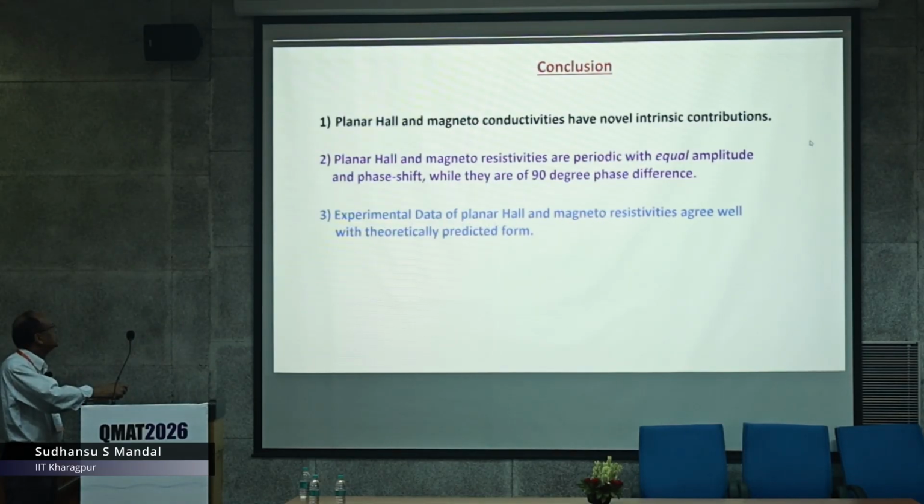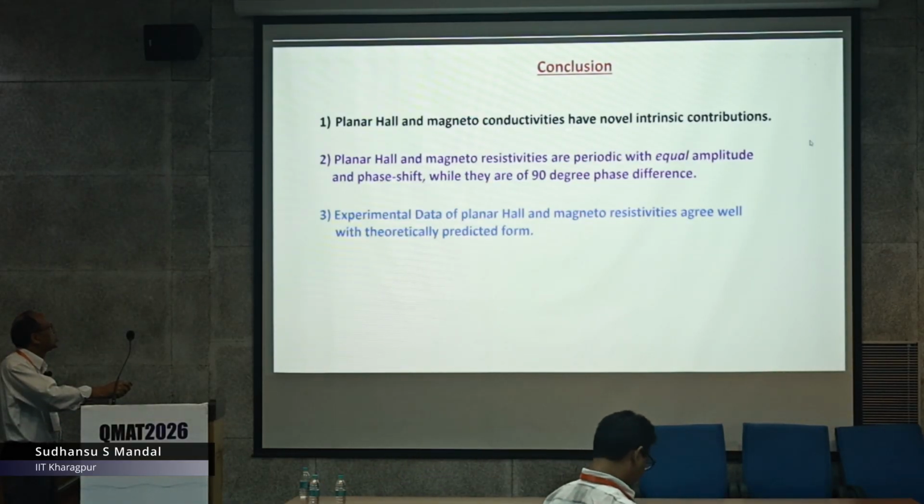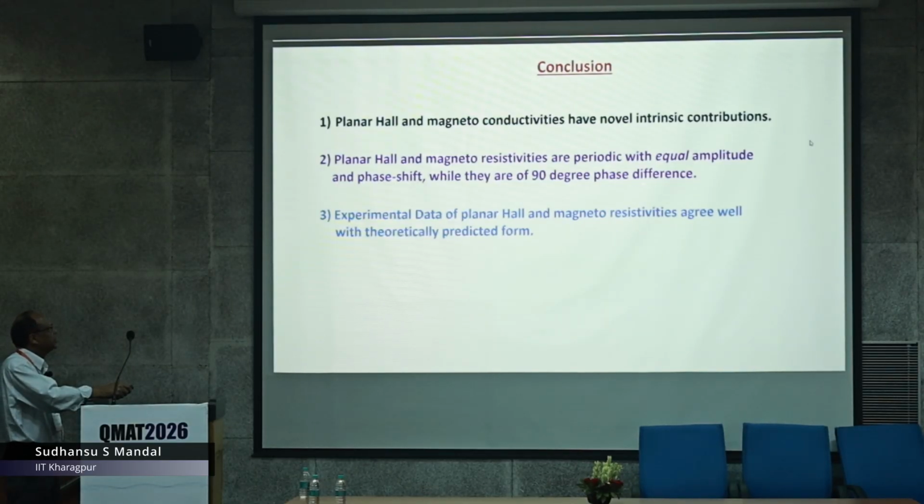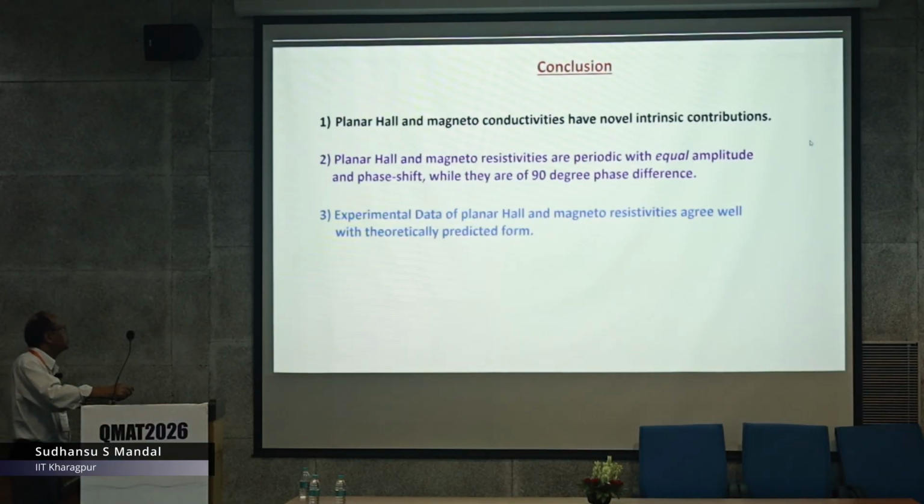So these are the main conclusions of my study. The planar Hall and magnetoconductivities have novel intrinsic contributions. Apart from the extrinsic, which is coming from the Boltzmann transport, there is another component, perpendicular to that, which is the intrinsic. The planar Hall and magnetoresistivity are periodic with equal amplitude and phase shift, while they have a 90 degree phase difference, because one is a sine function and the other is a cosine function, but they have the same amplitude and same phase shift. And experimental data on planar Hall and magnetoresistance agree well with our theoretically predicted form.